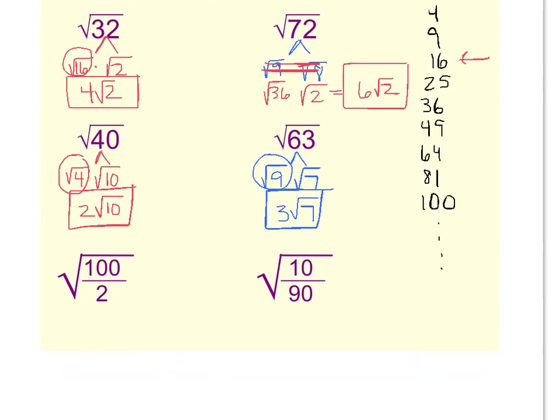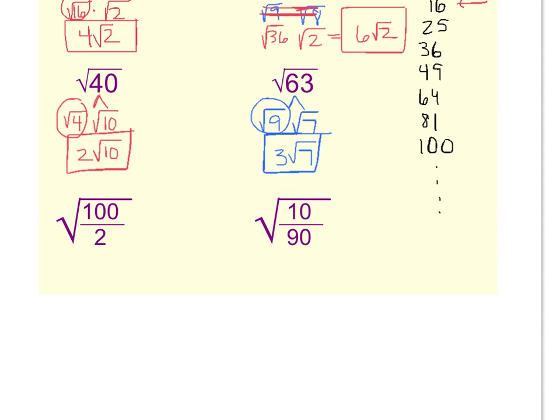Alright, last two examples have fractions. Anytime that you are simplifying a radical that has a fraction underneath, my advice to you is, if you can, try to simplify the fraction first. Does 100 divide by 2? And in this case it does. We end up with 50. And now all you have to do is worry about reducing the 50.